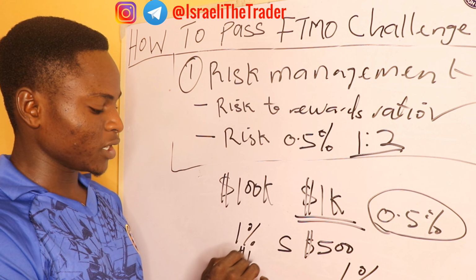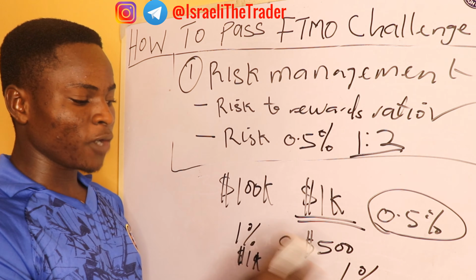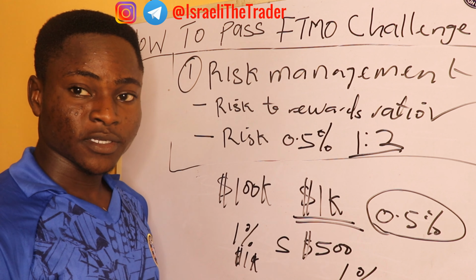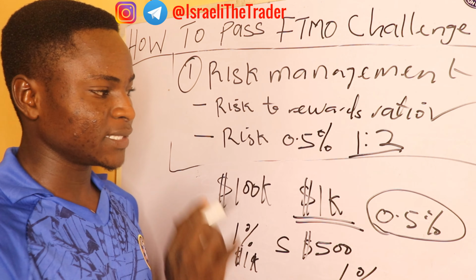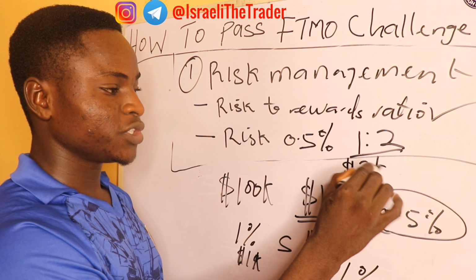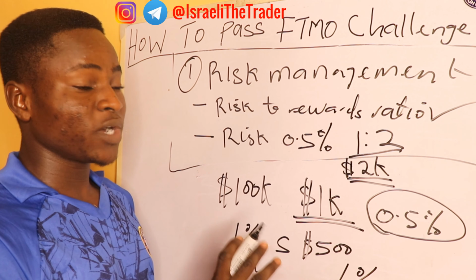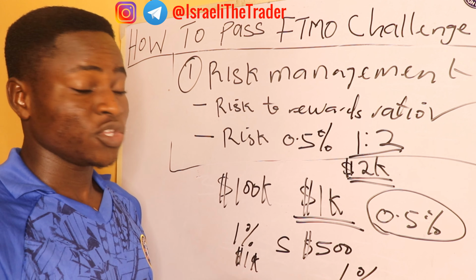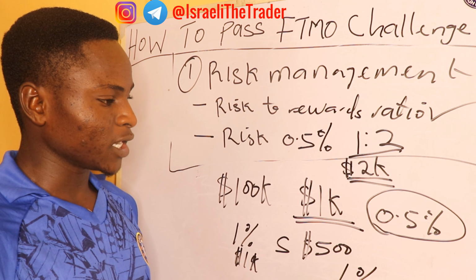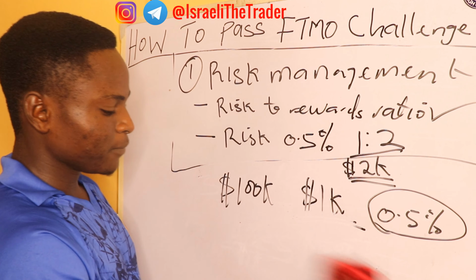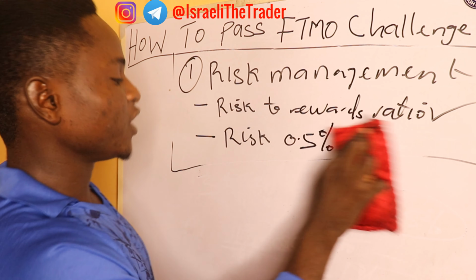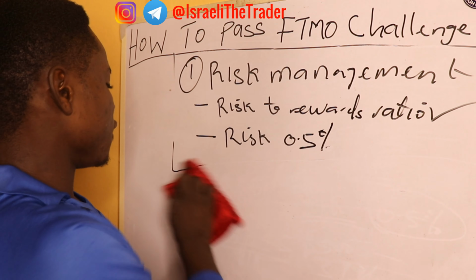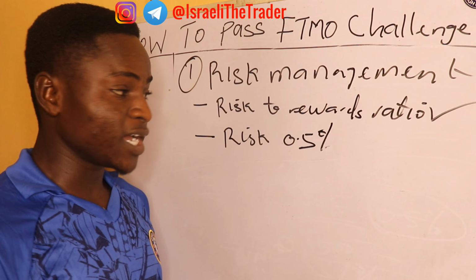That's about 1k. And if 4 of them hit take profit, definitely that's going to be about 2% of your account, and that's 2k. So you see, despite the fact that you had a stop loss here and things like that, you are still profitable in the forex market, right? So that's what I mean by risk ratio and risk 0.5% of your FTMO account size, right?